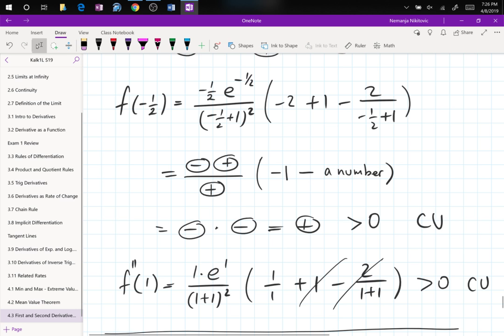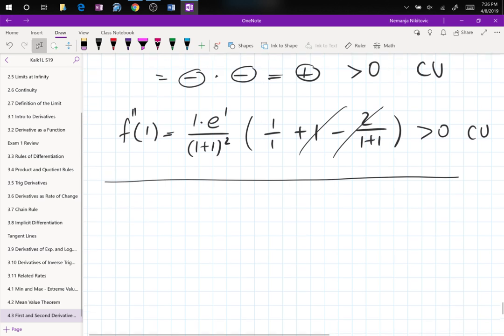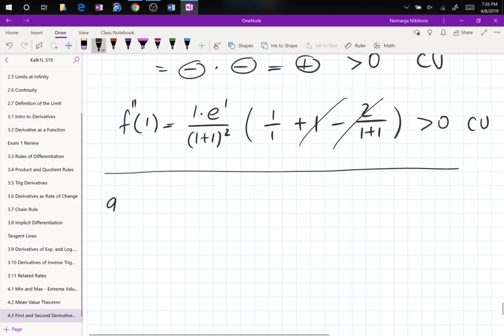Should we do one more of these? Of course. You love this stuff. Problem 94. Lock the doors. No one is leaving till this is done. 2 over x cubed minus 1 over x squared.